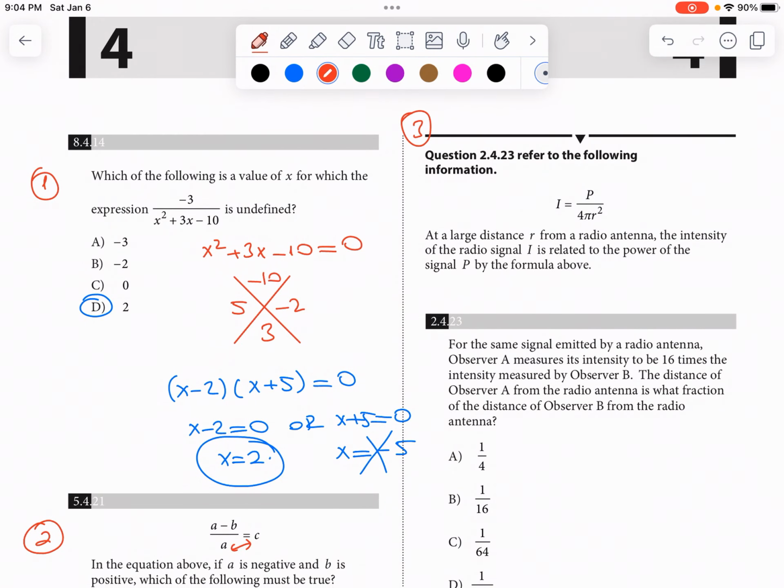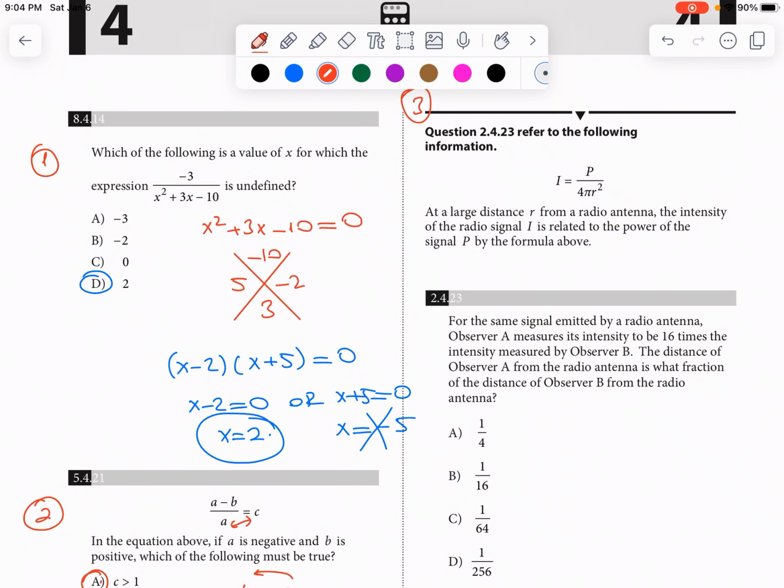Okay, so I is equal to P over 4 pi r squared at a large distance r from a radio antenna. The intensity of the radio signal I is related to the power of the signal P by the formula above. So let's describe them again. So I is the intensity, and R is the distance from a radio antenna. P is the power of the signal.